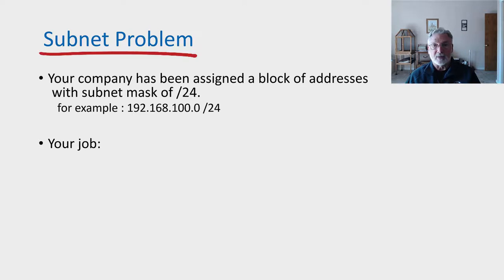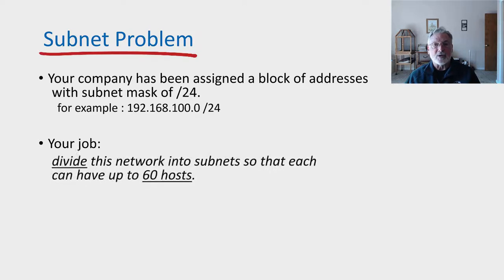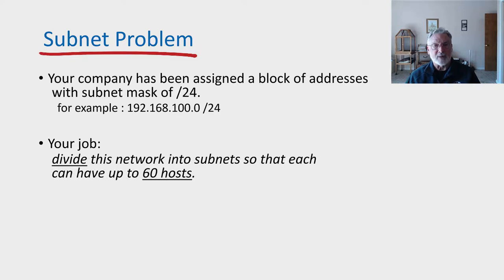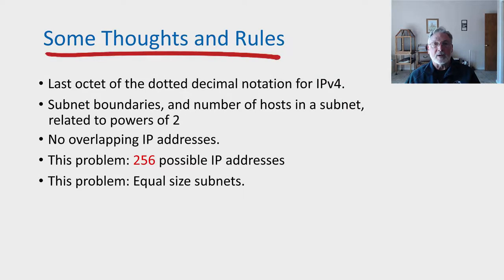192.168.100.0. The range of addresses in this block will be 192.168.100.0 to 192.168.100.255. Now note that there are 2 to the 8th or 256 possible addresses. Your job is to divide this network into subnets that each have enough IP addresses for up to 60 hosts. In this problem, we're only dealing with the last octet of the dotted decimal notation.